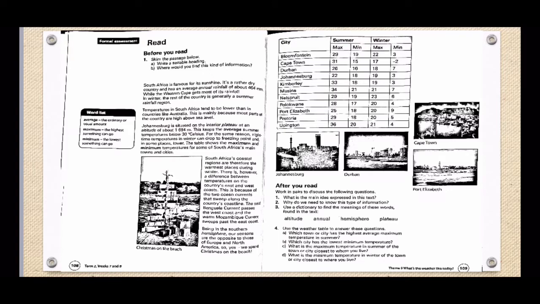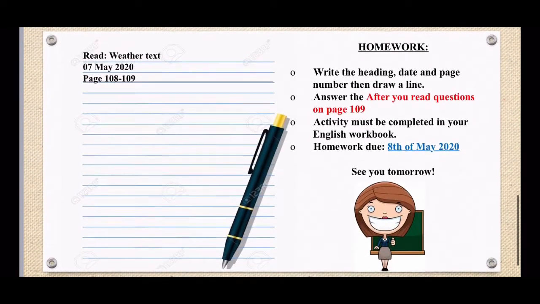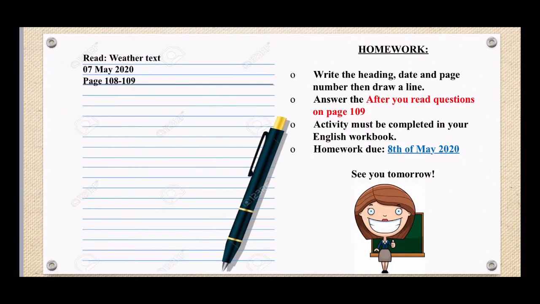Right. So let's go to homework. So you write the heading, date and page number, then you draw a line. And the only homework you have to do is answer the after you read questions on page 109. So it's only 4 questions and you complete this in your English workbook, and this will be due for tomorrow, the 8th of May.